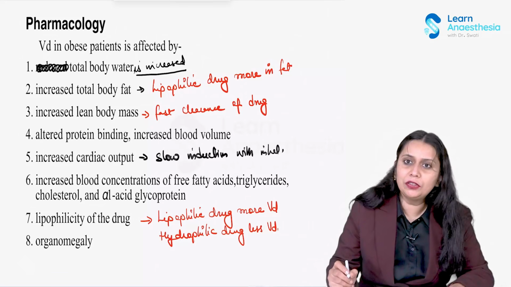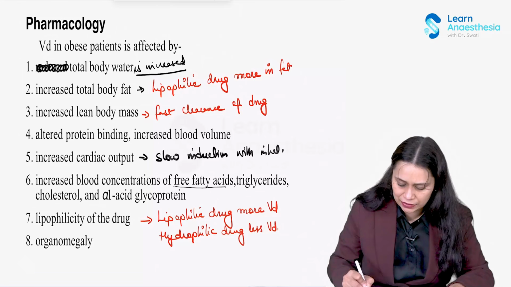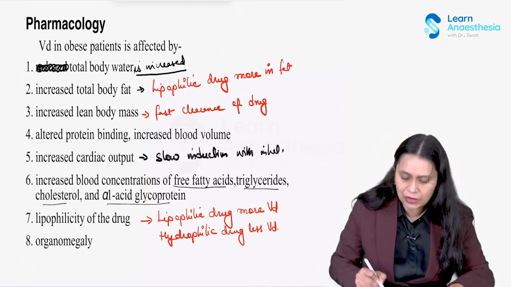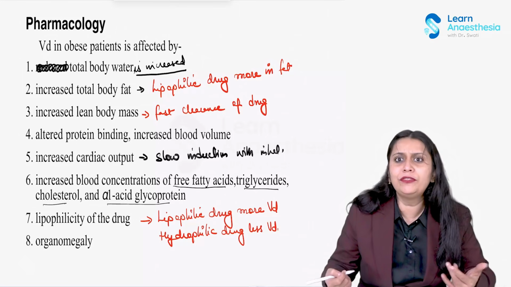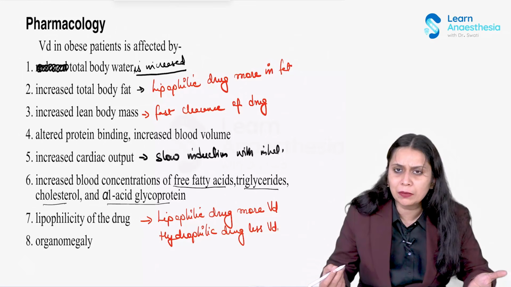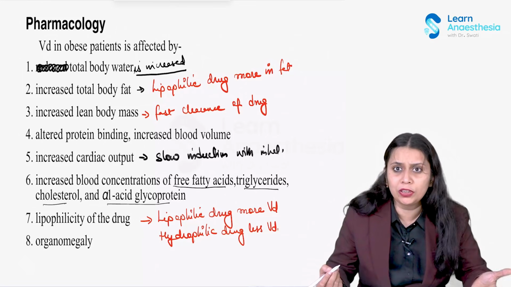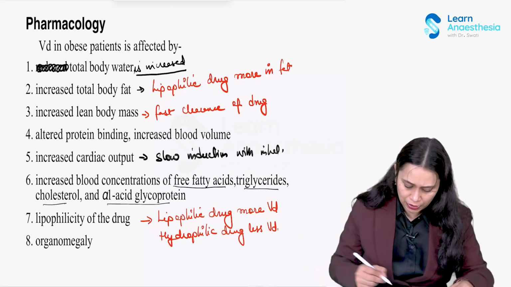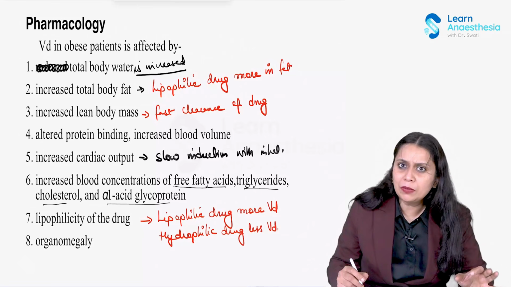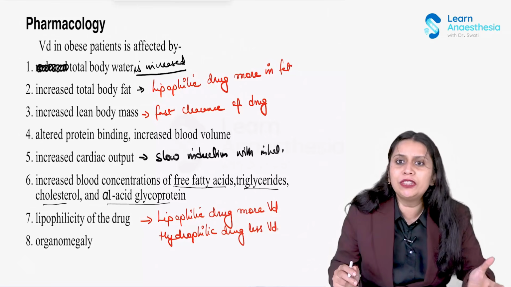right? Apart from this, they have increased blood concentration of free fatty acids, triglycerides, cholesterol, and alpha-1 glycoprotein, which would affect the binding of the drugs. And a number of times free drug would be more present in the plasma because of the altered binding, or maybe decreased in the plasma because of the altered binding, depending upon which plasma protein the drug binds to. Then it also depends upon the volume of distribution, and the lipophilicity and hydrophilicity of the drug.